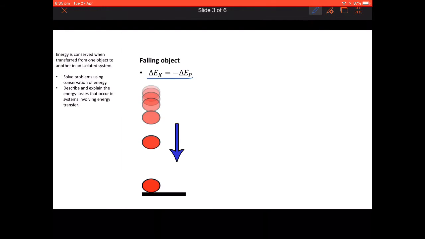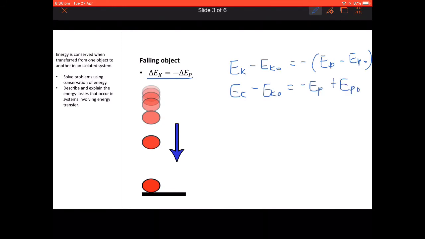So the change in kinetic energy is equal to the negative change in potential energy. Another way of writing this is kinetic energy minus the kinetic energy to start with is equal to the negative potential energy minus the potential energy to start with. If we expand our brackets, this will become a negative EP plus EP, or potential energy to start with. And then if we rearrange, we'll get EK plus EP equals EK to start with plus EP to start with.